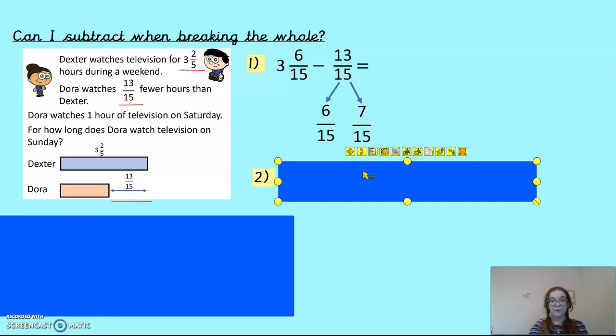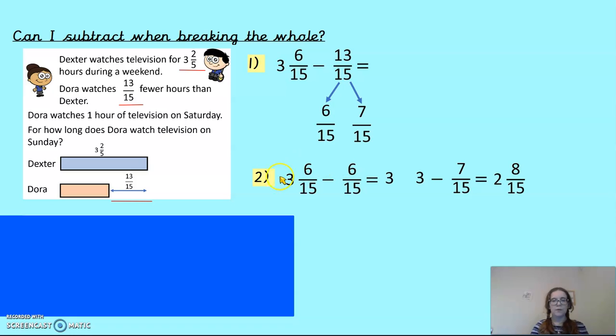Okay, so let's have a look at my calculation. I've got 3 and 6/15. Take away my first partition, which is 6/15, and that is going to give me my 3 wholes. Then my next step is I'm going to do 3 take away my other part of the partition, 7/15, and that is going to give me 2 and 8/15, because 15 take away 7 leaves me with 8 parts. So that is how much television Dora watches over the whole weekend. On Saturday and Sunday, she watches 2 and 8/15 of an hour.